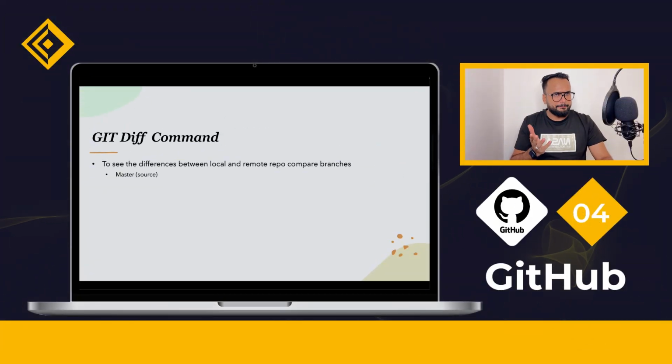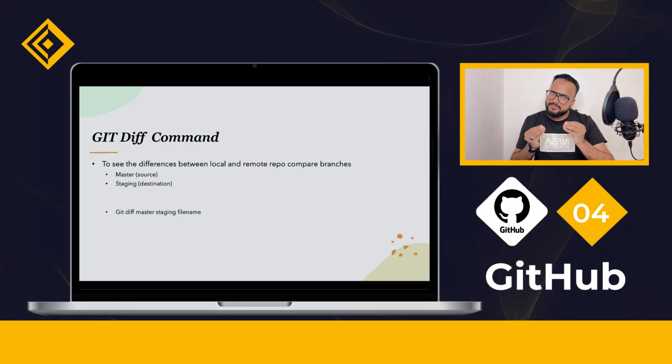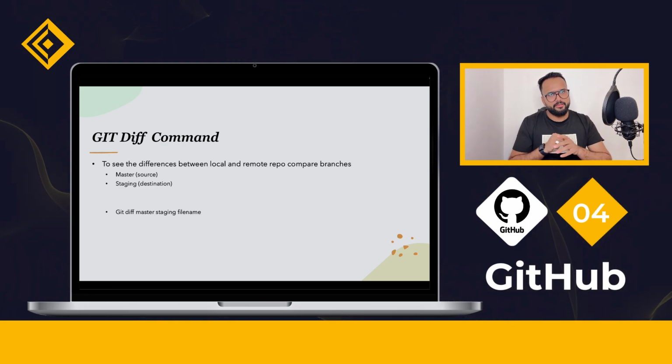But right now, for example, let's say you have one branch, a source branch, named master, and another branch that is the destination branch. To see the differences between these two branches, you write the simple command git diff, first branch, second branch, and then the file name. In our case, what we were learning a few minutes back, it was index.txt. So you write git diff master, which is your first branch, staging, which is your destination branch, and index.txt. This is how you can get the differences between the branches as well.